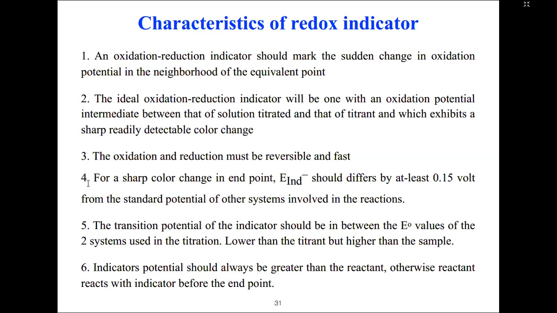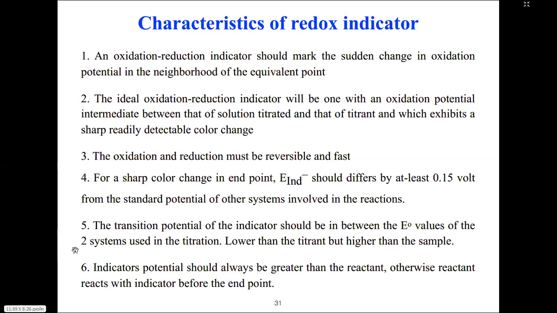So for the indicator, it should be 0.15 higher than the lowest one and 0.15 lower than the highest one. Then that is the best indicator that you can choose. Okay, so the transition potential of the indicator should be in between the inert values of the two systems. It is also the same point that we said on point 2. It has to be in between.